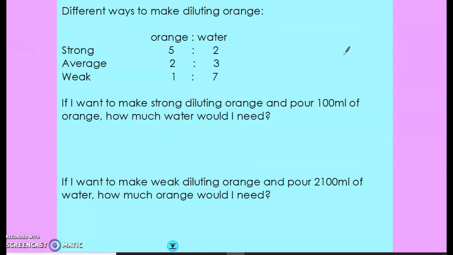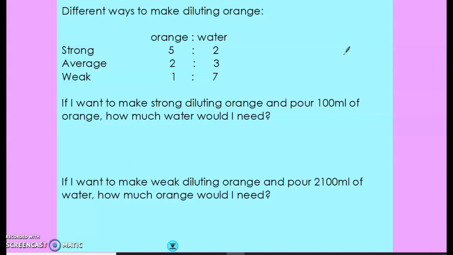Okay, looking at diluting juice then. When you make up diluting juice, you're using a ratio of diluting juice to water. If you want to make it strong, we're going to use a ratio of 5 to 2. That would be very strong diluting juice. Average would be 2 to 3, and weak would be 1 to 7.